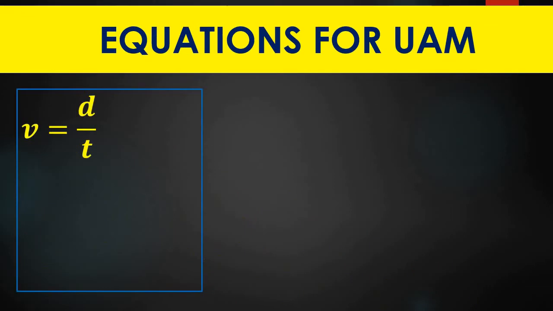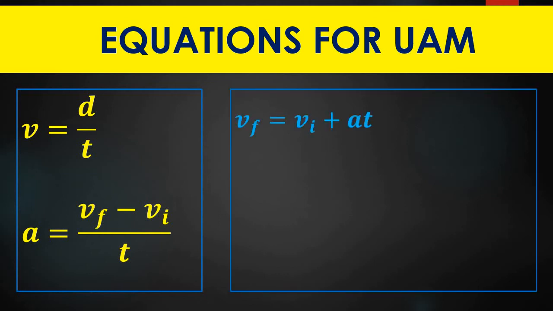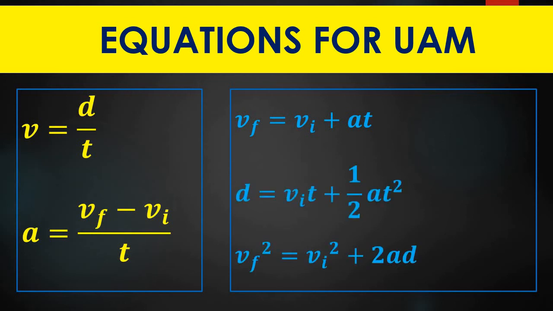The first one is V is equal to displacement all over time. For acceleration, that's Vf minus Vi all over t. Vf is equal to Vi plus at. D is equal to Vit plus 1/2 at squared. And Vf squared is equal to Vi squared plus 2ad.